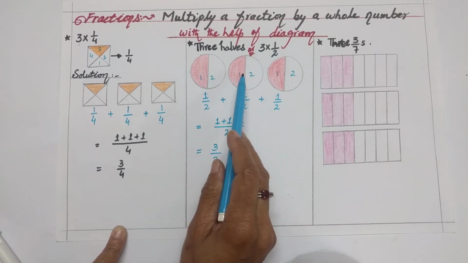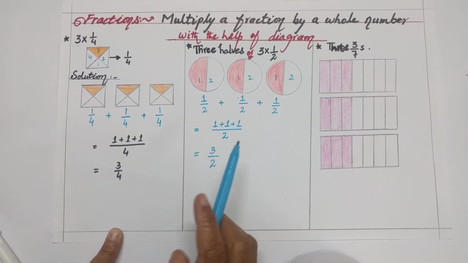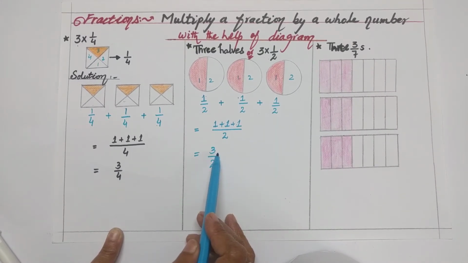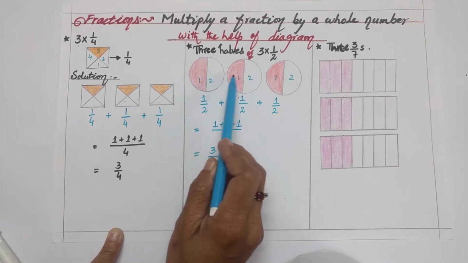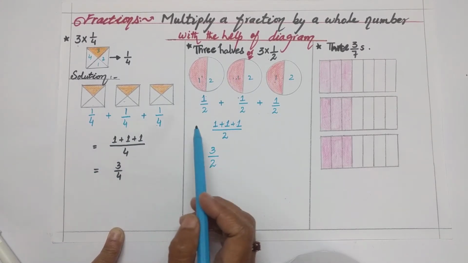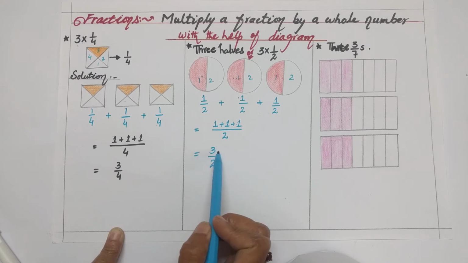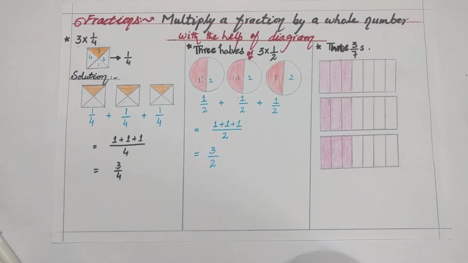So 1 time, 2 time and 3 time. As our numerator, after the addition we have the numerator 3. Why? Because you can see 1, 2 and 3 shaded parts. We have 1, 2 and 3 shaded parts. That's why at the end we get 3 as the numerator. Now as you can see 3 by 2 is an improper fraction.